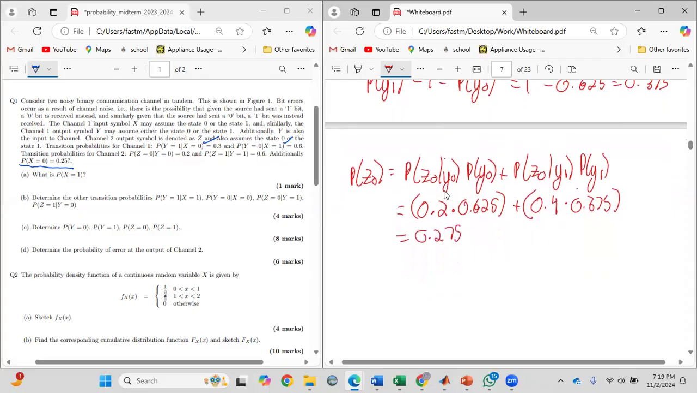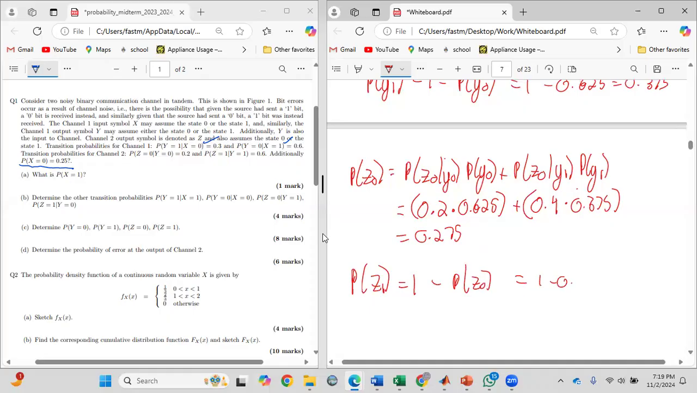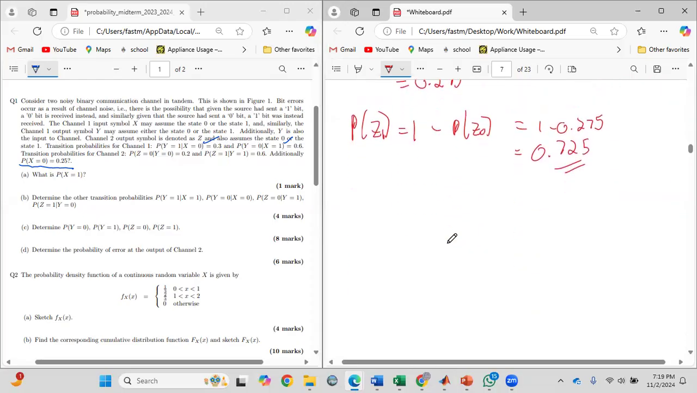And then the probability of z1 would just be 1 minus the probability of z0, which is equal to 1 minus 0.275, and you get 0.725. Alright, so that was that.